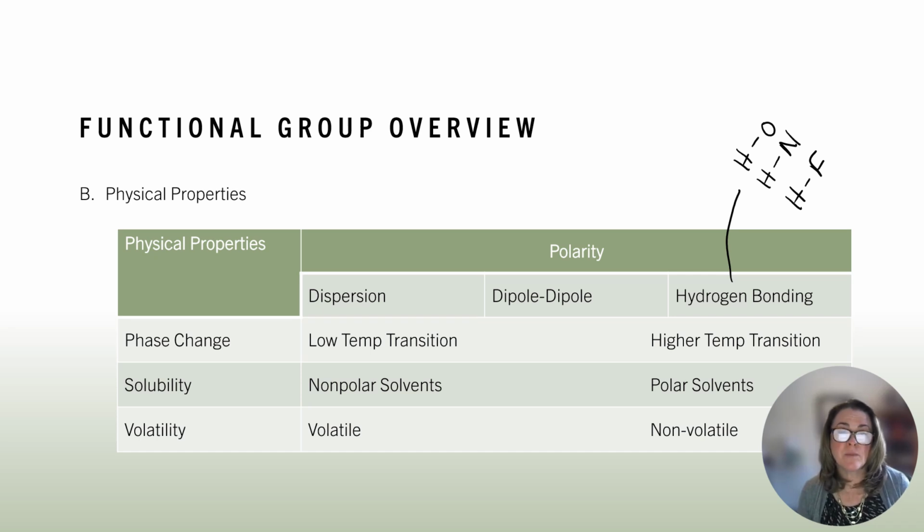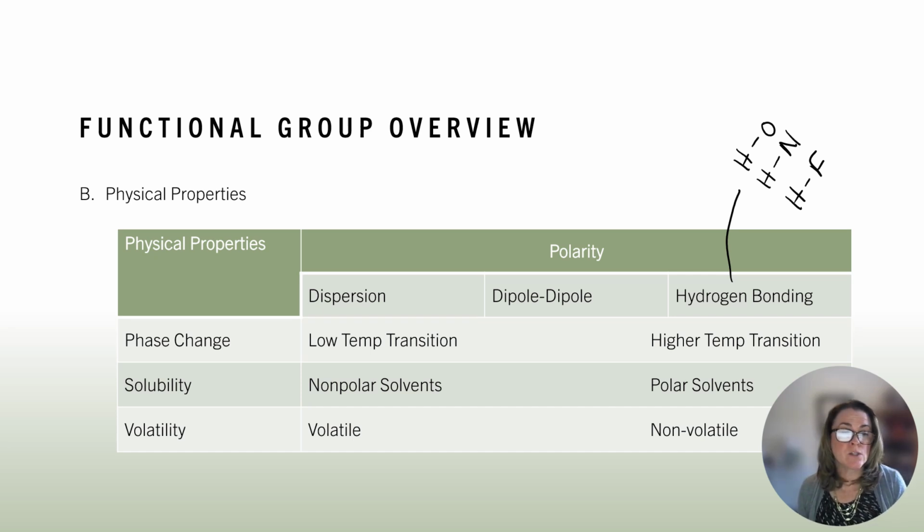All right, so when we're looking at these physical properties and we're looking at the polarity and the intermolecular forces, something that only has dispersion forces is going to see low temperature transitions. So this means it's going to have low melting and boiling points. Dipole-dipole interactions will have a higher temperature transition, and then hydrogen bonding will have the highest temperature transition in general.